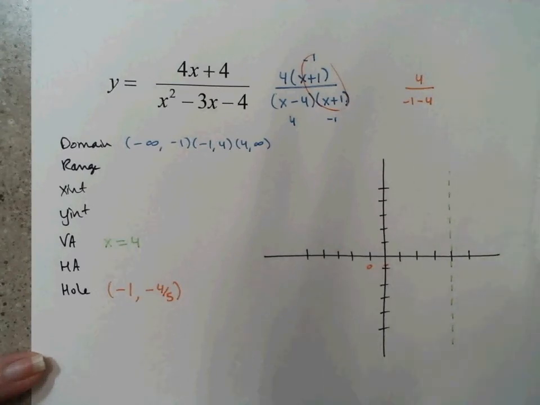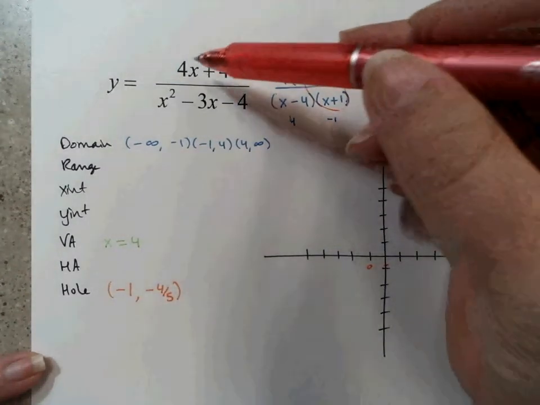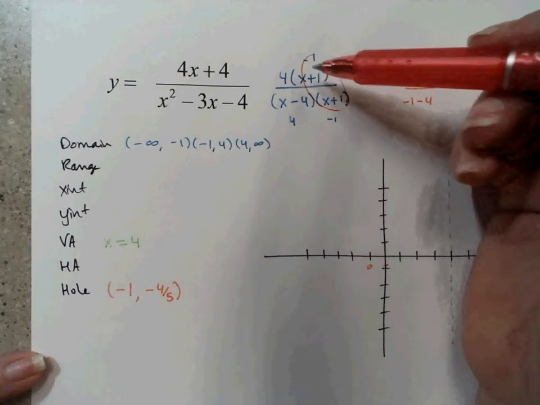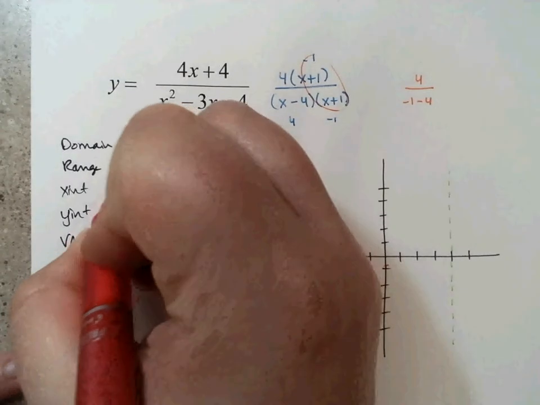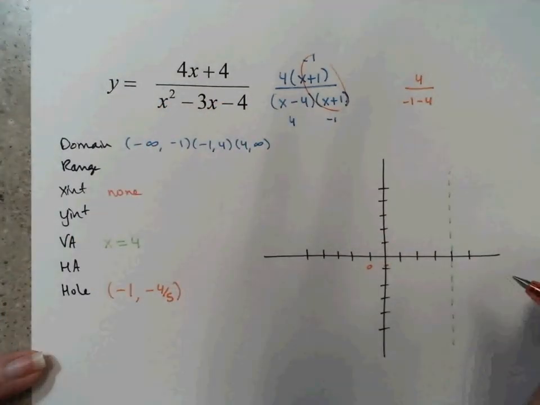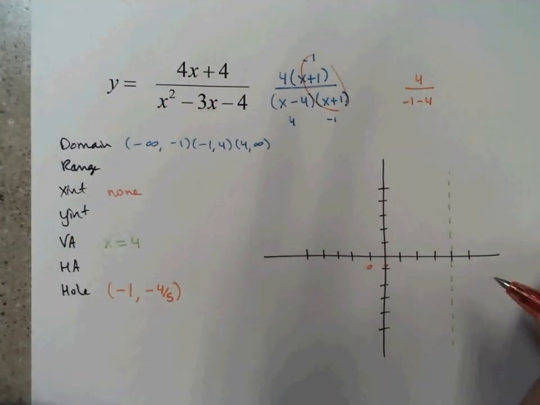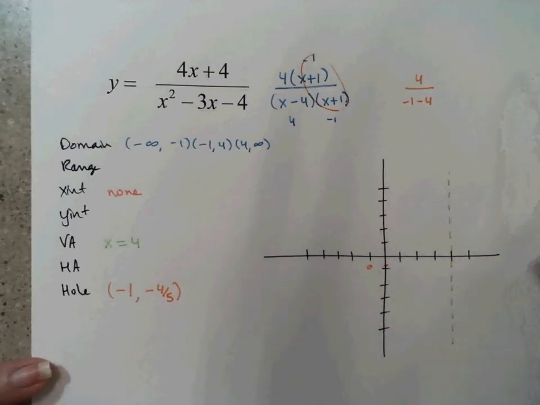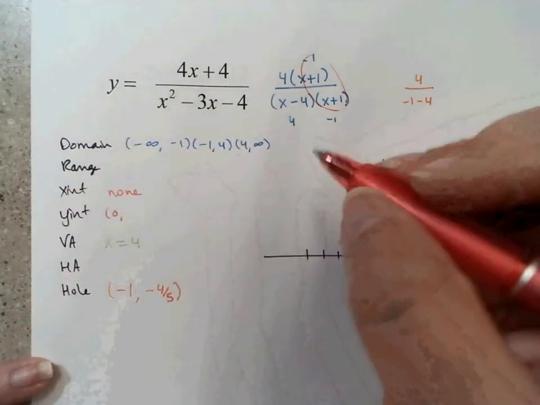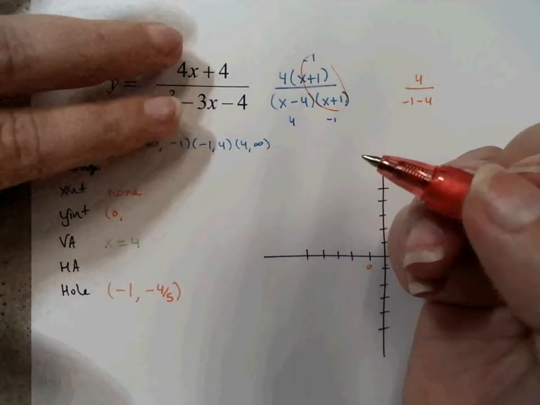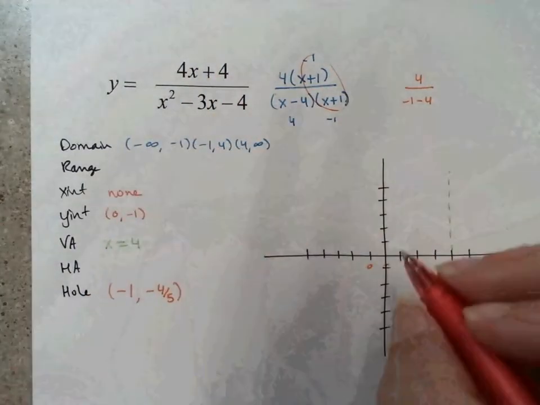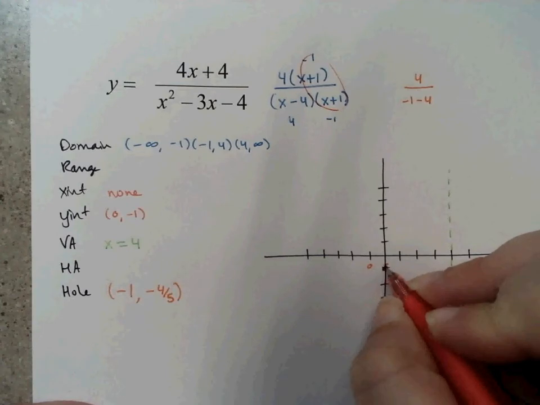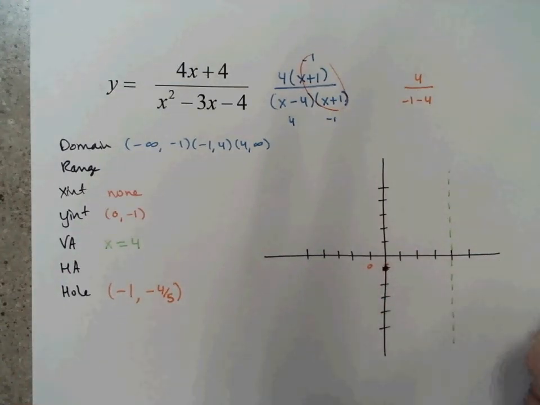Okay, then let's talk x-intercepts. The numerator only equals 0 at negative 1, but we already know that to be a hole in the graph. So otherwise the numerator never equals 0 on its own, which means there are no x-intercepts, so it will not cross the x-axis. Y-intercept. The y-intercept is when x equals 0. So I'm going to plug x equals 0 into the original, which means everything with an x goes away. 4 divided by negative 4 is negative 1. So I know that there's a y-intercept at 0, negative 1. Okay, so I'm going to plot that point.